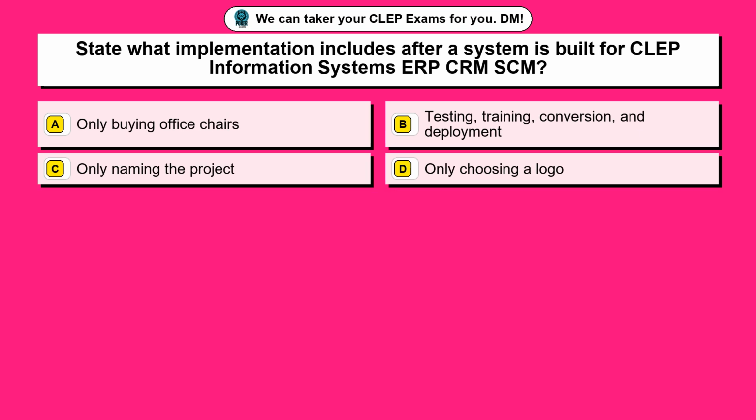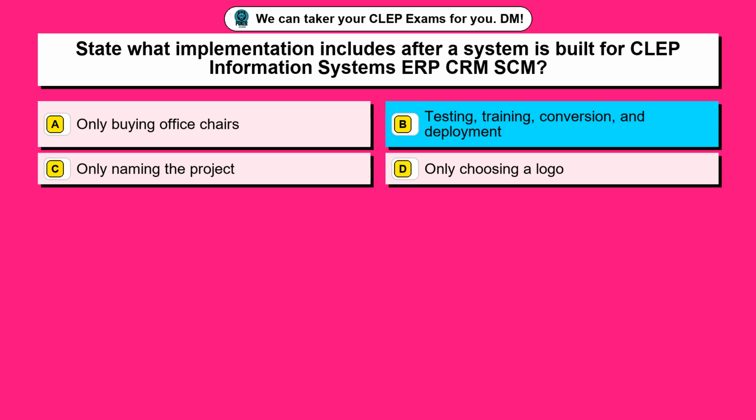Question 74. State what implementation includes after a system is built for CLEP Information Systems ERP CRM SCM. Option A. Only buying office chairs. Option B. Testing, training, conversion, and deployment. Option C. Only naming the project. Option D. Only choosing a logo. The correct answer is option B.